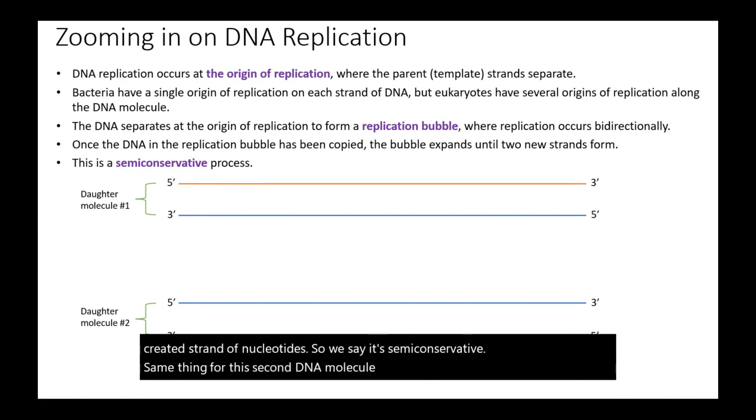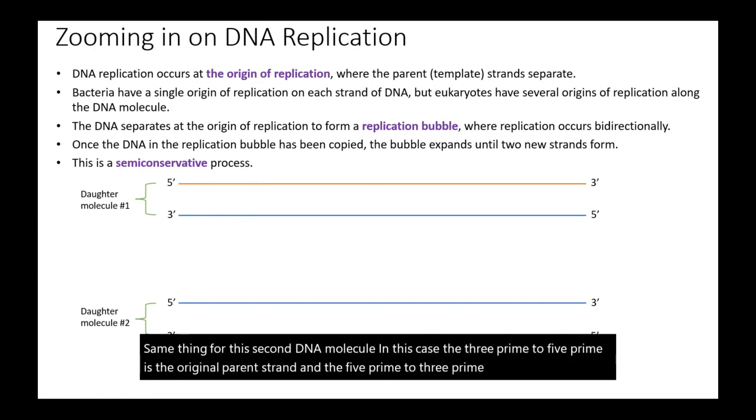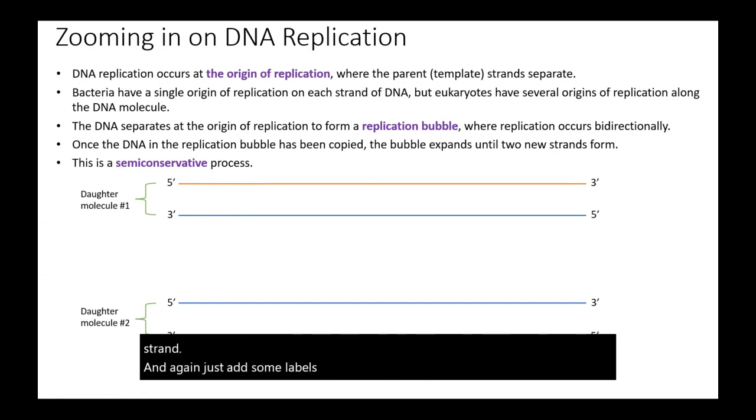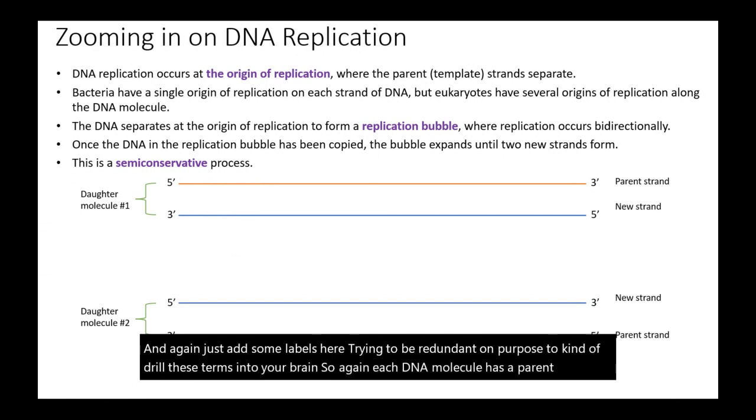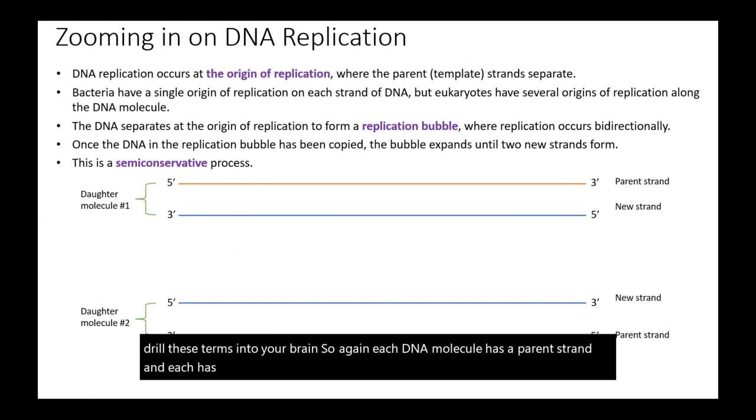Okay, in this case, the 3' to 5' is the original parent strand, and the 5' to 3' is the newly made strand. And again, just add some labels here, trying to be redundant on purpose to kind of drill these terms into your brain. So again, each DNA molecule has a parent strand and each has a newly made strand.